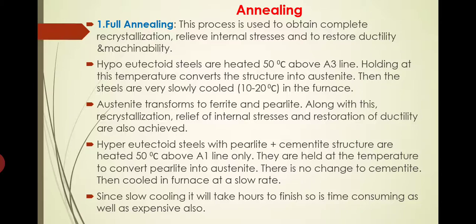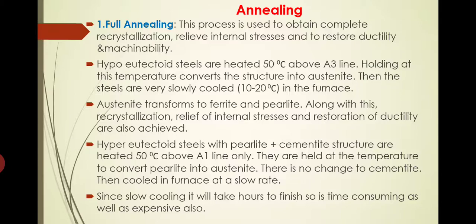In annealing, what we will do is heat the specimen above the critical temperature, that is A3 for hypoeutectoid steel. If it is hypoeutectoid steel, we will be heating above the upper critical temperature, that is above the A3 line. Then we will hold the specimen at that temperature for a long time, that means for the complete transformation of the structure into austenite. Once austenite is completely formed, we will start the cooling in the furnace itself with a very slow cooling. Of course, the time required for cooling will be very large. It will take even hours or days to complete.